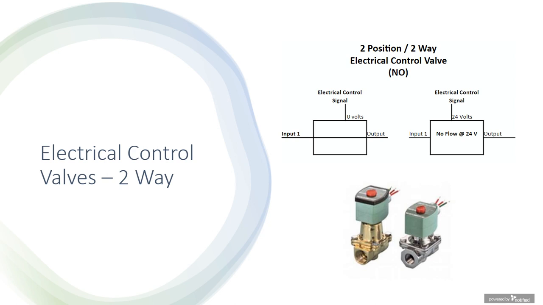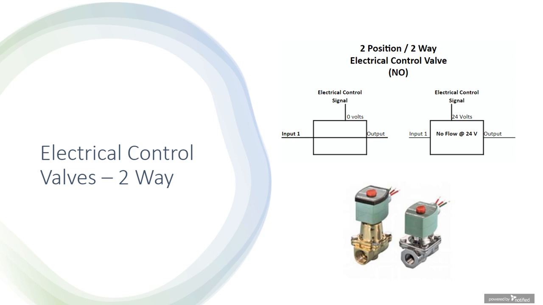You can also get solenoid valves that are powered by 115 volts AC, 24 volts AC, 5 volts DC, etc. But typically 24 volts DC is the power source in most industrial control applications. So when that 24 volts is applied to a normally open valve, whatever's sitting on input 1 is not permitted to flow to the output, so that input is blocked.